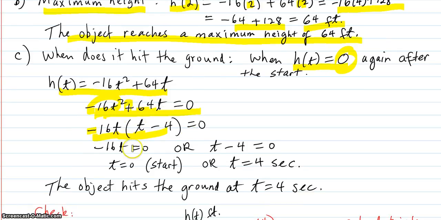Then you use the zero factor principle. So either negative 16t is 0 or t minus 4 is 0. So this solves out to t equals 0. That's the time at the start. It's on the ground at the start, and then it's shot upward. And t equals 4 seconds is when it's back on the ground again. So it starts off at t equals 0 on the ground and ends up at 4 seconds on the ground. The object hits the ground at t equals 4 seconds.